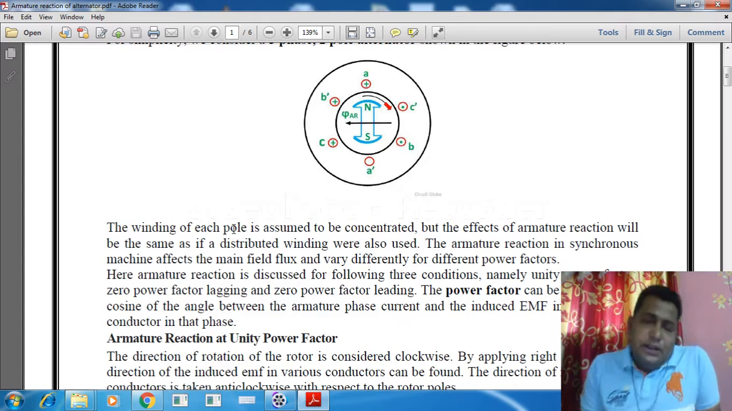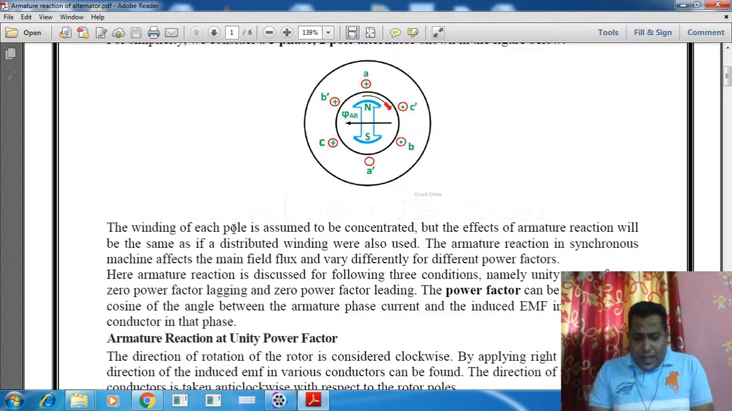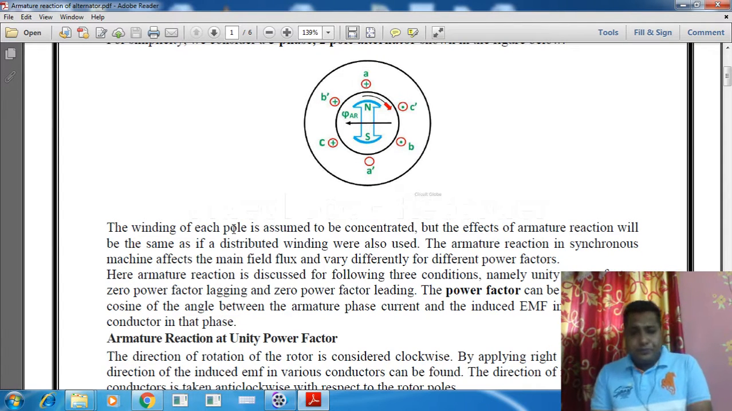In this particular machine, this is the three phase supply. In the previous classes we have discussed what is concentrated winding and what is distributed winding, when we did the pitch factor, distribution factor, and winding factor components. So there we discussed what is concentrated winding and what is distributed winding.